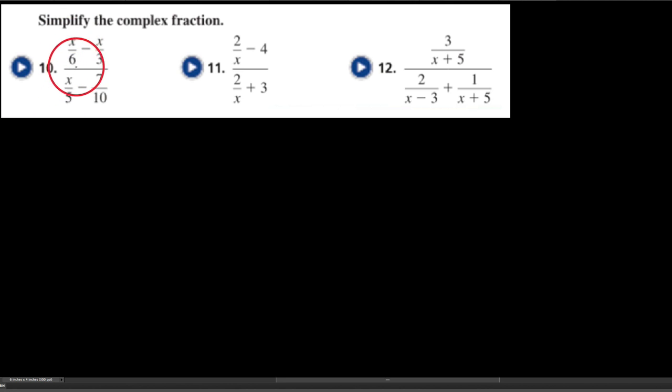It looks like we have a difference of two fractions over a difference of two fractions, so definitely a complex fraction. So let's recall that our methods here are twofold. One is that we could go ahead and just simplify the top expression into a single fraction and simplify the bottom expression into a single fraction. And once we have a fraction over a fraction, we can just multiply by the reciprocal here.